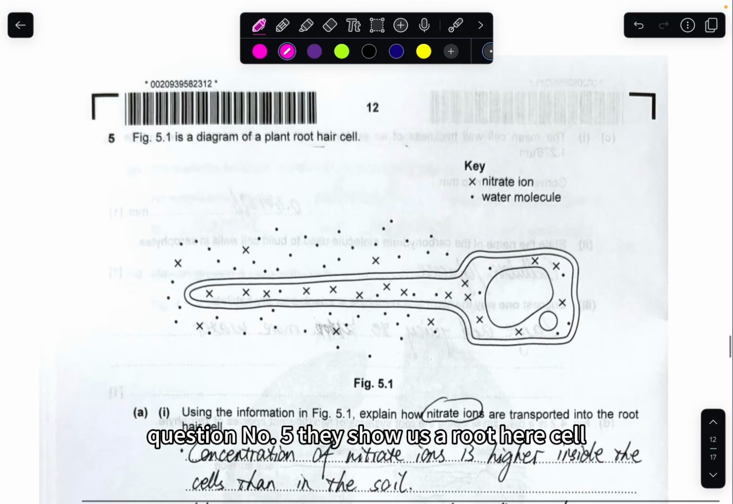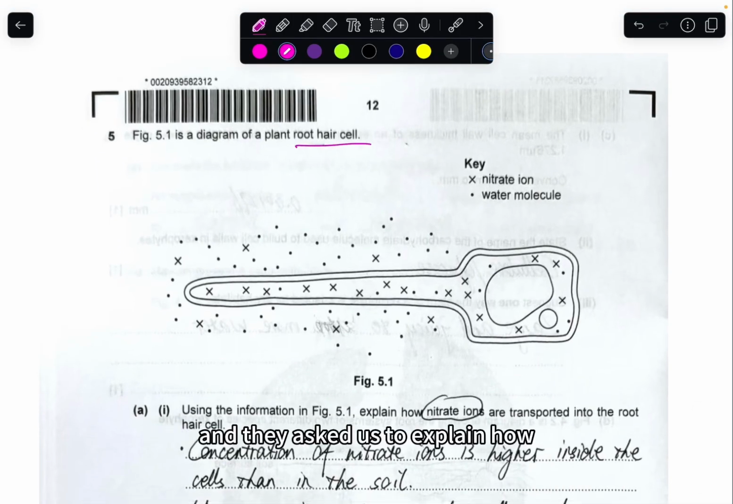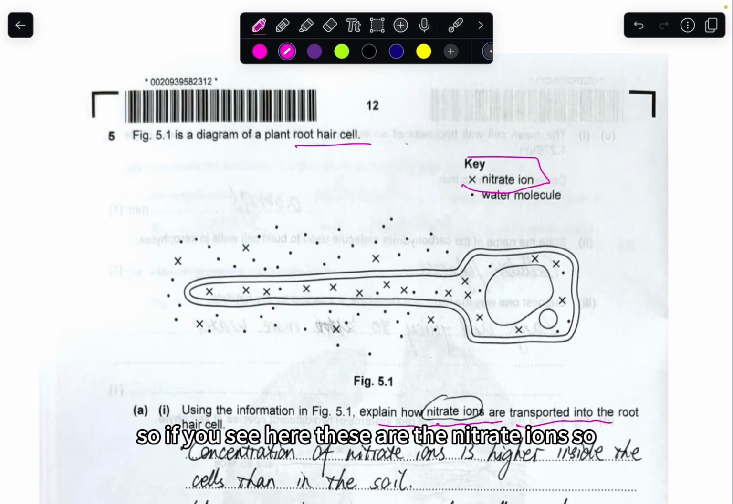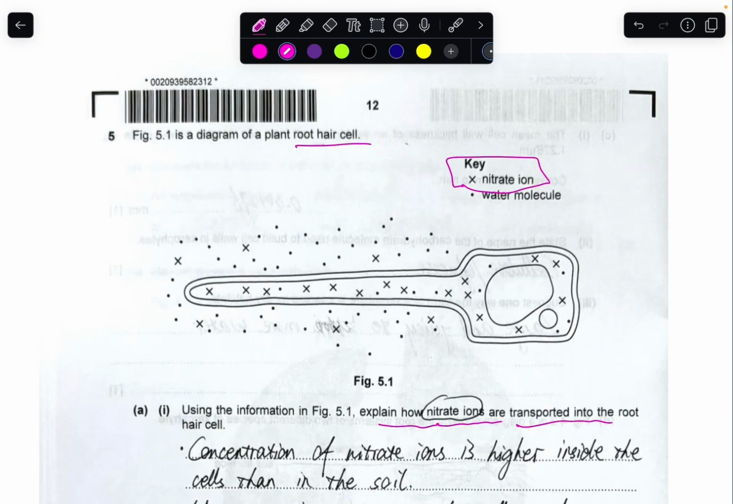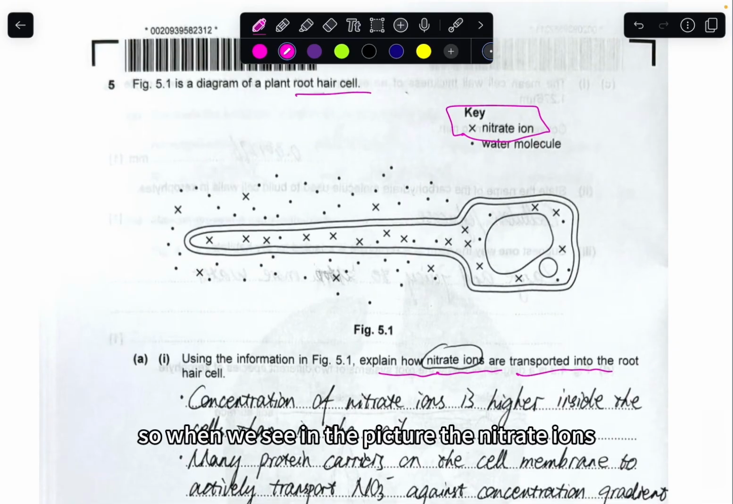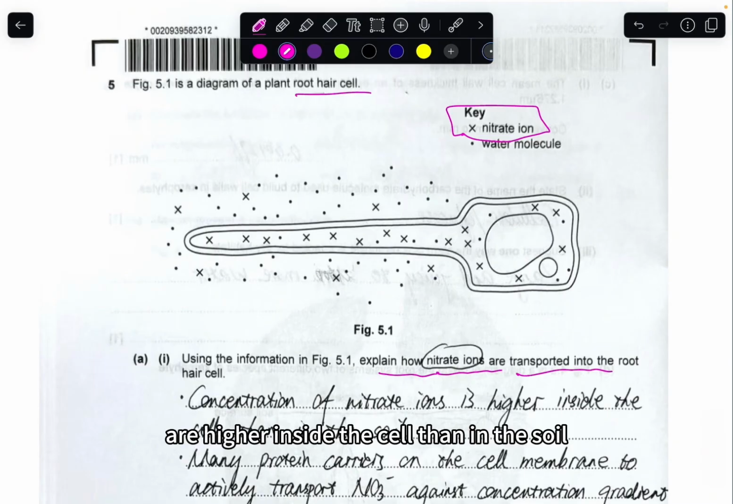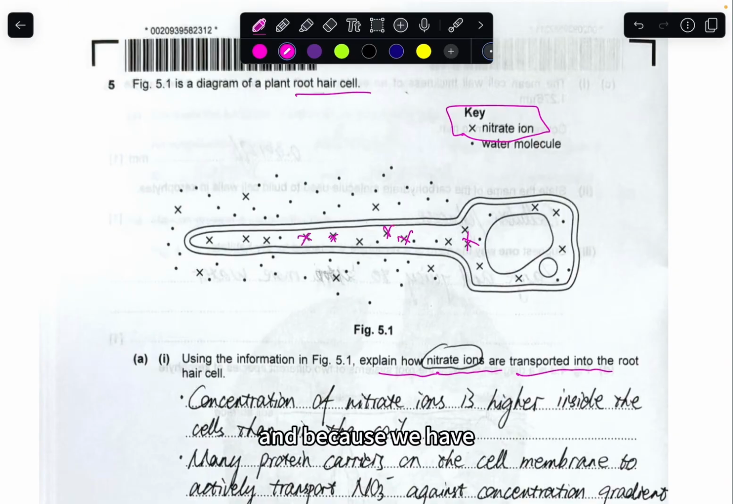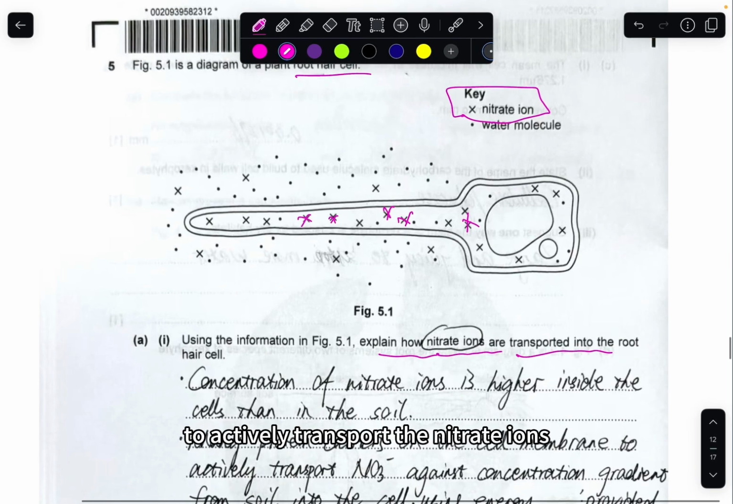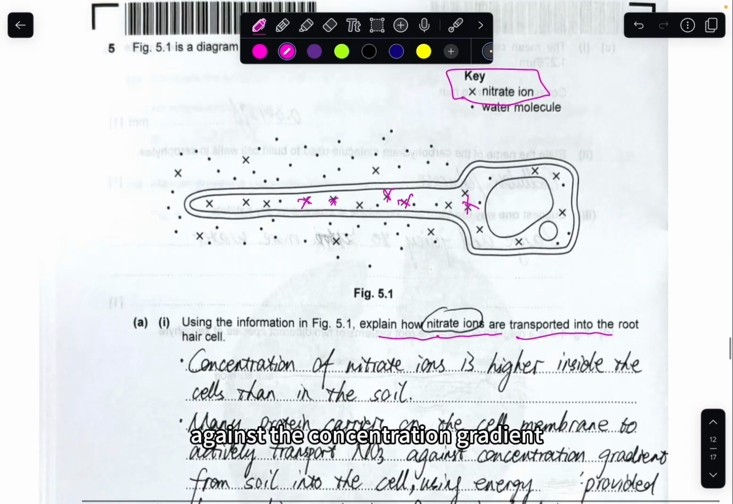Question number 5, they show us a root hair cell, and they ask us to explain how nitrate ions are transported in the root hair cell. So if you see here, these are the nitrate ions. When we see in the picture, the nitrate ions are higher inside the cell than in the soil, because you see more of them here, and because we need carrier proteins on the cell membrane to actively transport the nitrate ions against the concentration gradient.